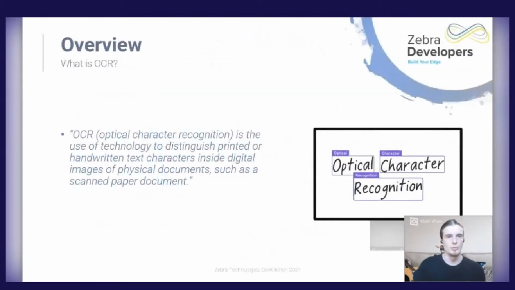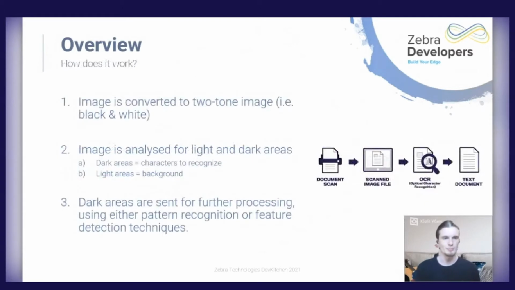So what is OCR? Very simply, OCR, or optical character recognition, is the use of technology to distinguish printed or handwritten text characters inside digital images of physical documents, such as a scanned paper document. So it's essentially taking physical documents and turning them into digital documents by decoding the text inside that document. Very simple stuff. So how does it work then at a high level?